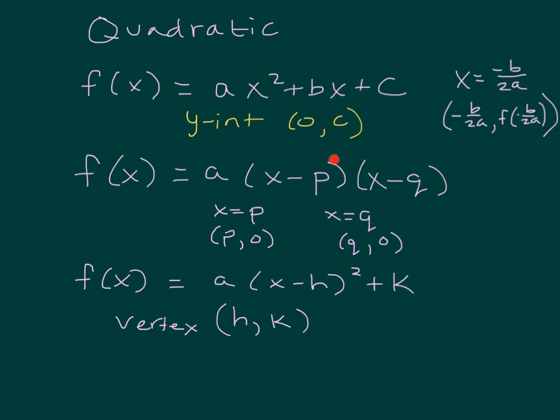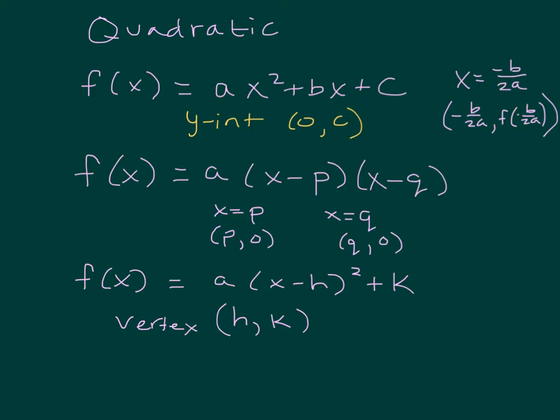So we can see whether it opens up or down, and we can see the y-intercept. In the factored form, we can see the zeros, and we can also see whether it opens up or down. And then in vertex form, we can see the vertex, which is always really useful. We can also tell if it opens up or down. Okay, so with our three different forms, we can see different things. We should be able to convert between these three forms.